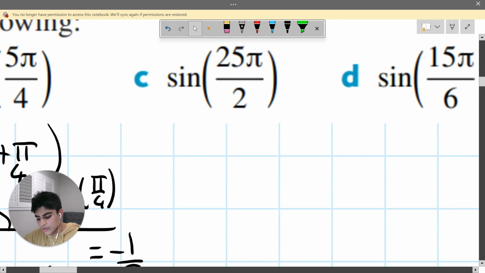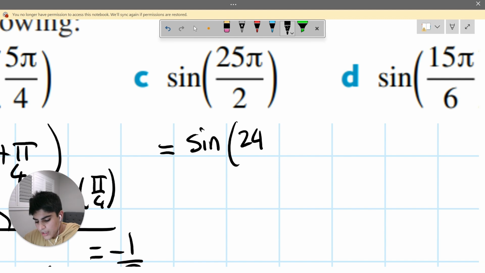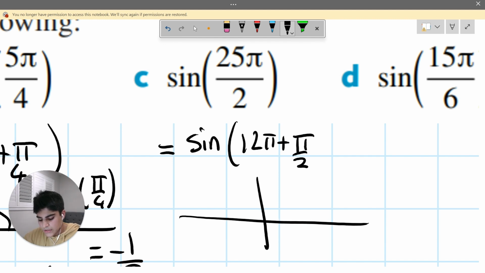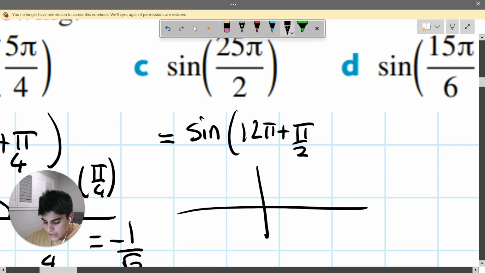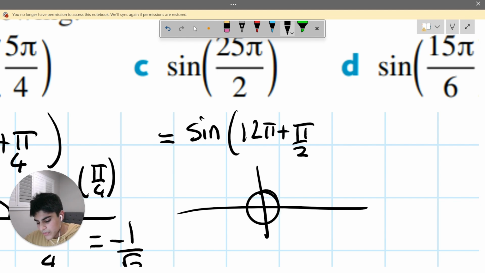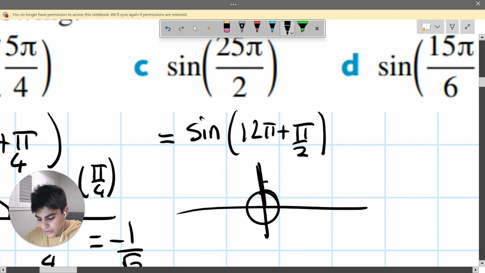Sine 25 pi on 2. This is the same as sine 24 pi on 2, so it's sine 12 pi plus pi on 2. Let's picture this. Sine 12 pi means that you're going through 6 full revolutions plus pi on 2. At this point is the value of sine 25 pi on 2. As I was saying, this is equivalent to sine 12 pi plus pi on 2.